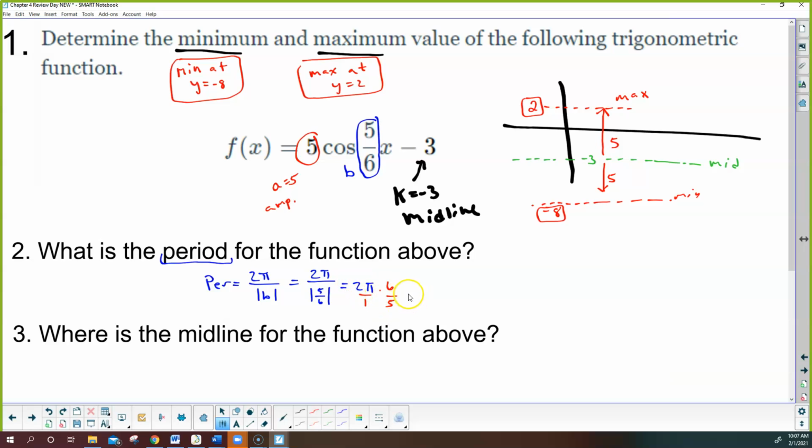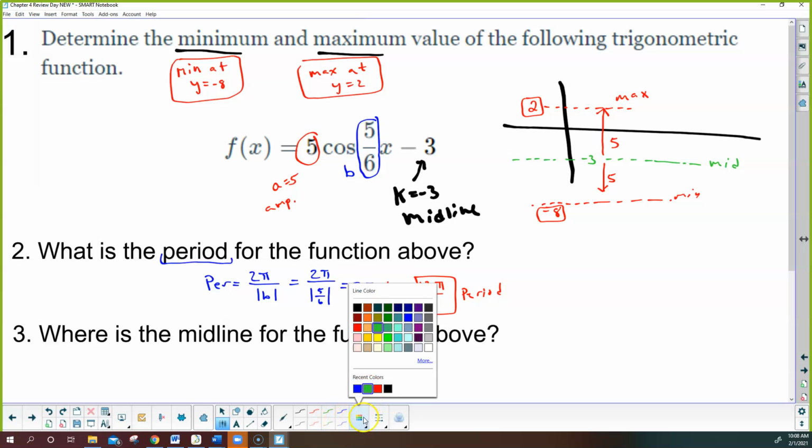And nothing reduces out top and bottom, so we're just going to multiply straight across. 2 pi times 6 is 12 pi. 1 times 5 is 5. And that cannot be reduced, so my period, it will take 12 pi over 5 to go from a maximum back to the maximum again.